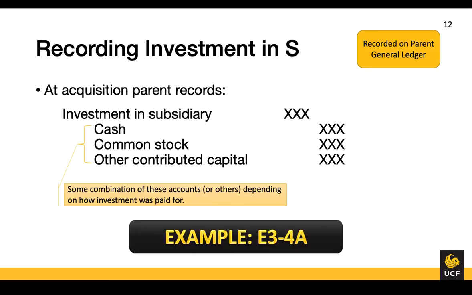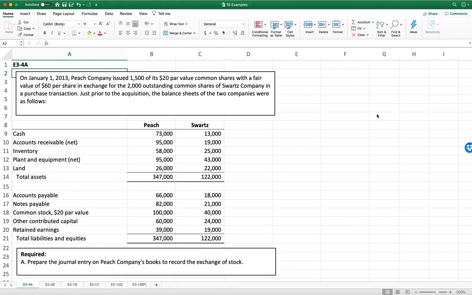We've already learned how to record our initial investment during the investments chapter. But let's take a look at an example that also illustrates why eliminating entries are going to be necessary for our consolidated financial statements to make sense. On January 1st of 2013, Peach Company issued 1,500 of its $20 par value common shares with a fair value of $60 per share in exchange for the 2,000 outstanding common shares of Schwartz Company in a purchase transaction. Just prior to the acquisition, the balance sheets of the two companies were as follows.